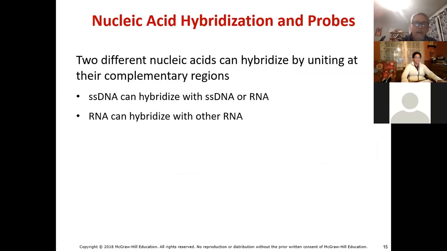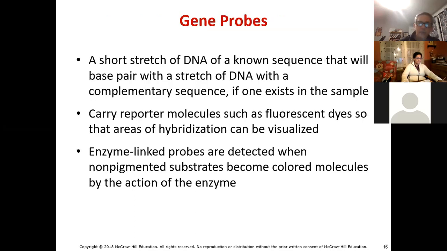Two different nucleic acids can be hybridized by uniting their complementary regions. So single-stranded DNA can hybridize with another single-stranded DNA or RNA. RNA can even hybridize with other RNA. We can take advantage of that to create gene probes. A short stretch of DNA of a known sequence will base pair with a stretch of DNA with a complementary sequence if one exists in the sample.